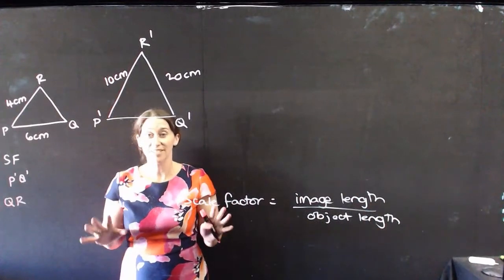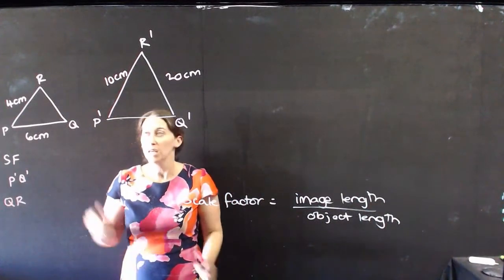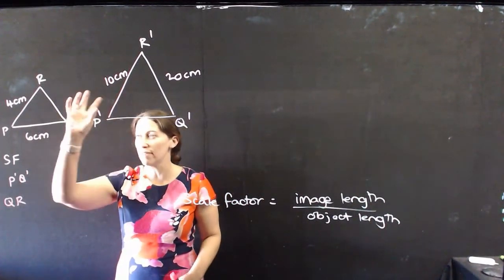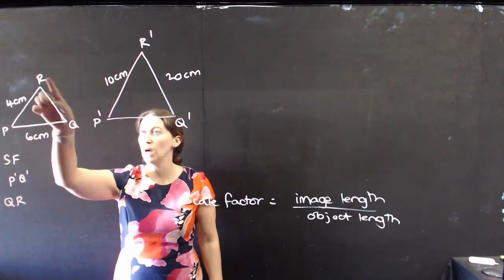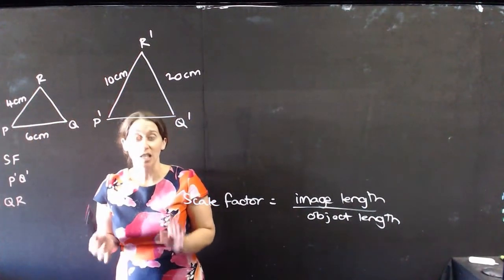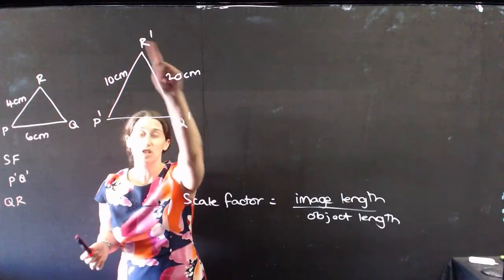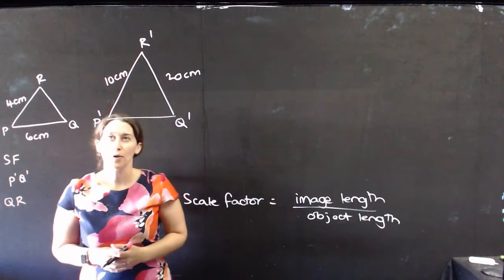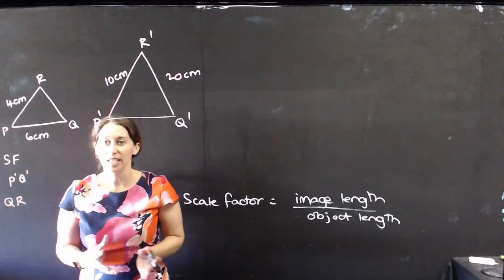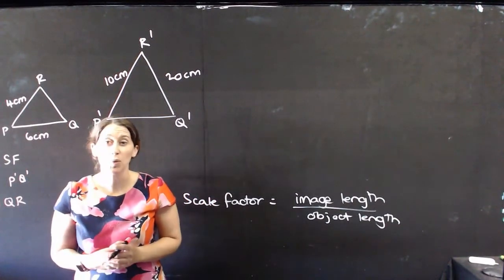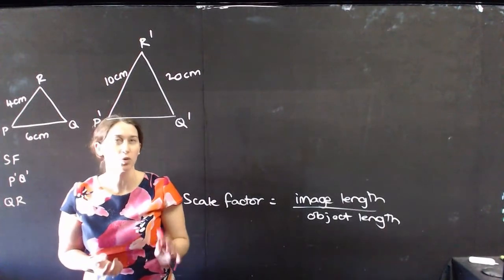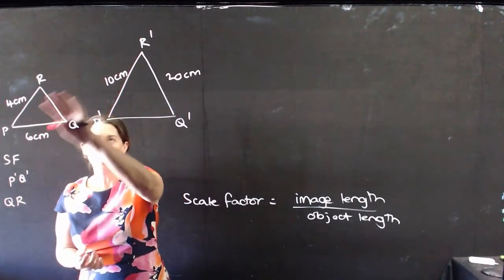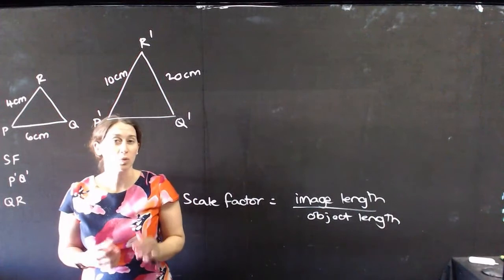So I'm going to run an example where we're going to use this formula. I've drawn a couple of triangles. I've labelled this one PQR. And there's an enlargement, P dash, Q dash, R dash. And you can see they're both triangles. And so we can see that one's an enlargement of the other. And what we want to do is work out what's that scale factor between this triangle and this triangle. So what's that multiplier?